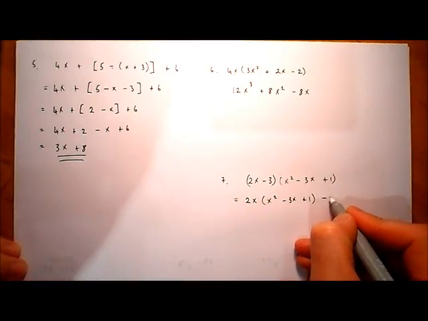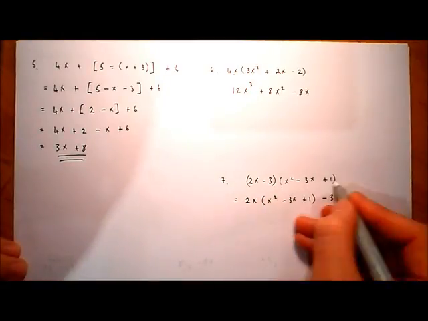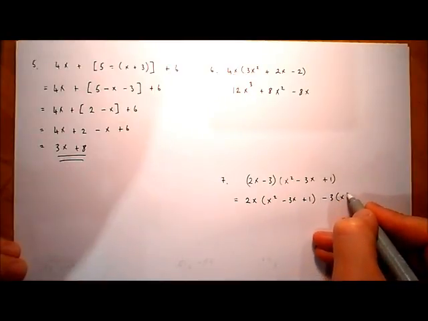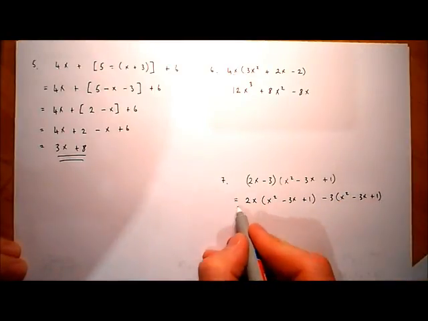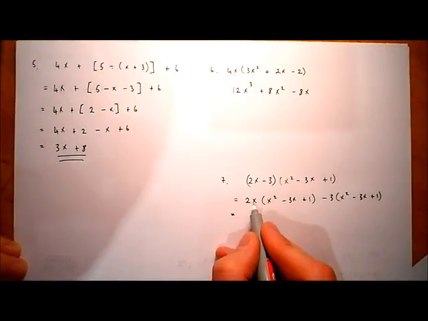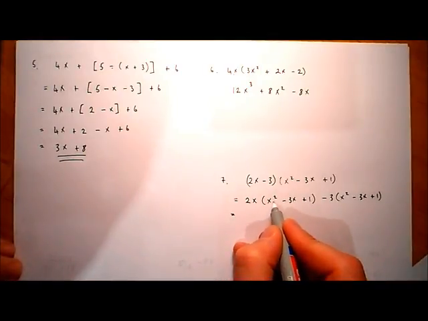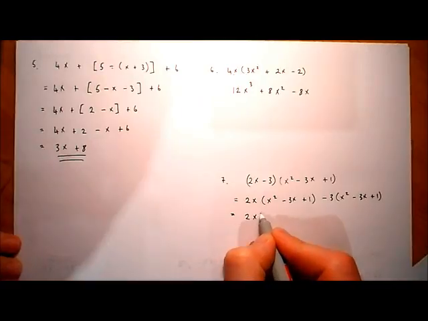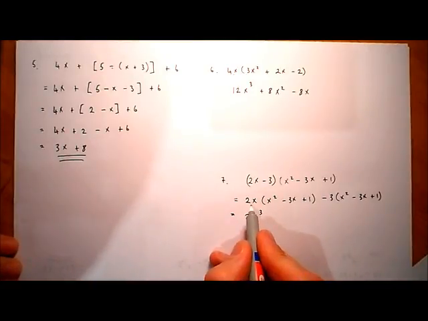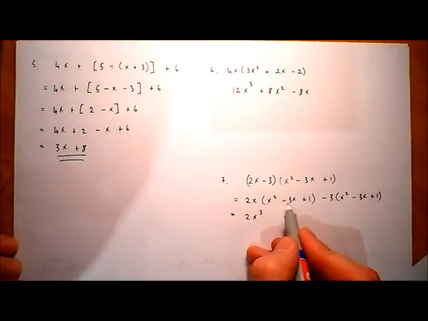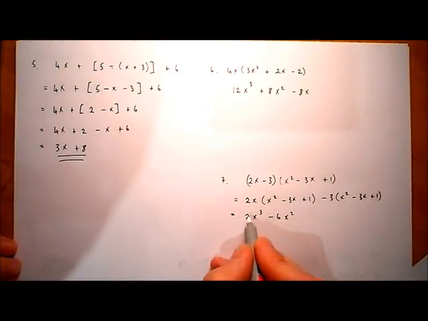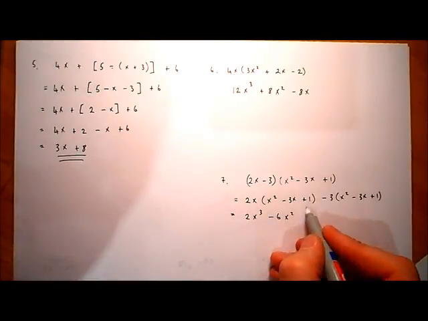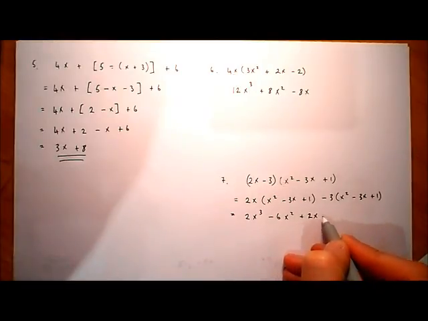And then I have the minus 3. So minus 3 times everything that's in this bracket. So minus 3 times x squared minus 3x plus 1. And now I multiply. So I've got 2x by x squared. Well, x by x squared is x cubed. So I've got 2x cubed. 2x by minus 3x, 2 by minus 3 is minus 6, and x by x is x squared, and 2x by plus 1 is just plus 2x.